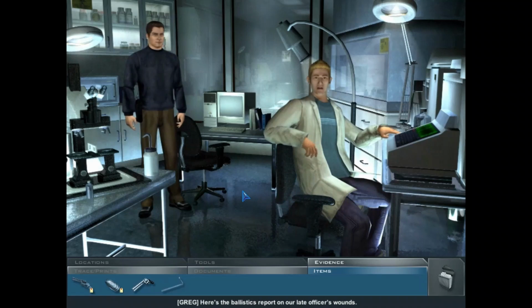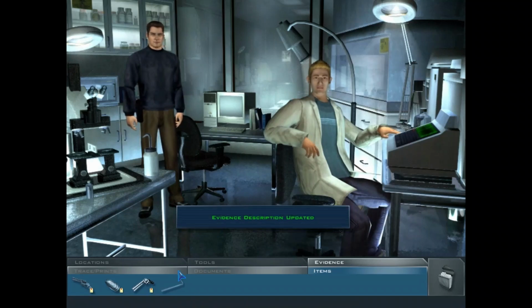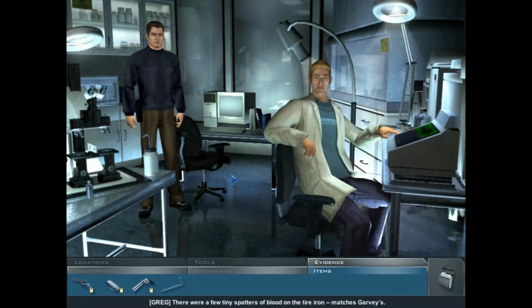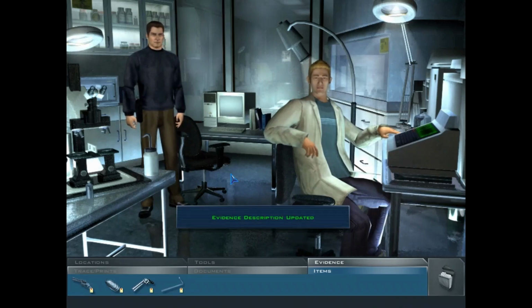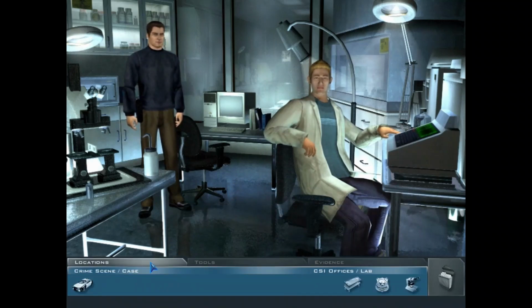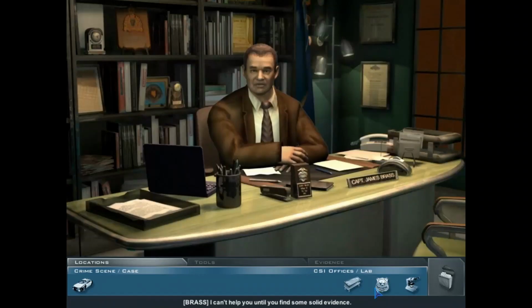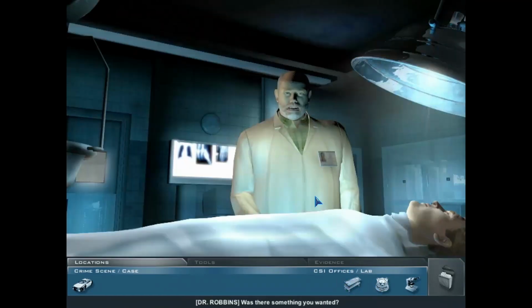Here's the ballistics report on our late officer's wounds. This 44 mag's a perfect match. You have your murder weapon. There were a few tiny spatters of blood on the tire iron. Matches Garvey's. I can't help you until you find some solid evidence. Was there something you wanted? Well, I'd say it's a pretty good match to the skull fracture.